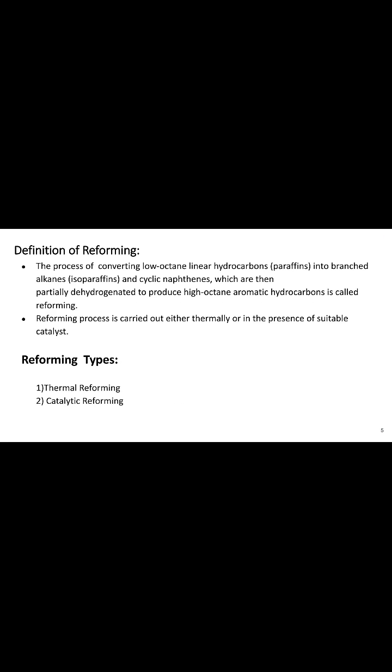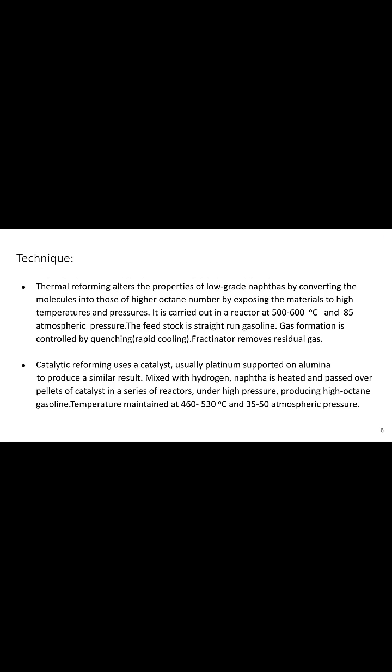Now, what is the definition of reforming? The process of converting low octane linear hydrocarbons, that is paraffins, into branched alkanes, isoparaffins, and cyclonaphthenes, which are then partially dehydrogenated to produce high octane aromatic hydrocarbons, is called reforming. The reforming process is carried out either thermally or in presence of a suitable catalyst. There are two types of reforming: one, thermal reforming; second, catalytic reforming.